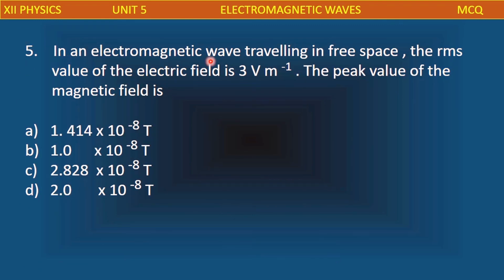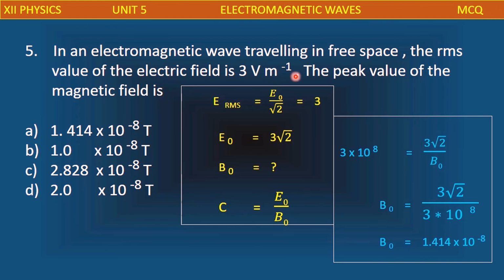Fifth question, in an electromagnetic wave traveling in free space, the RMS value of the electric field is 3 volt meter minus 1, the peak value of the magnetic field. What is the given quantity? The RMS value of electric field is given. It is E RMS equal to 3 volt meter minus 1. What is the relation between RMS value and the peak value? E RMS equals E naught by square root of 2. So from here we will get the value of E naught. The asked quantity is B naught. The peak value of magnetic field is asked. So we know the formula C equals E naught by B naught. So substituting the values of C and E naught, we will get the value of B naught. So the option A is correct.